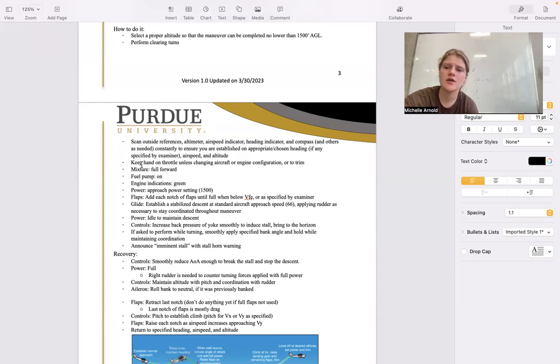All right, and then you want to do your pre-maneuver checklist. So just kind of a mental checklist. You want to make sure the mixture is full forward, make sure your fuel pump is on, and make sure all your engine indications are green.